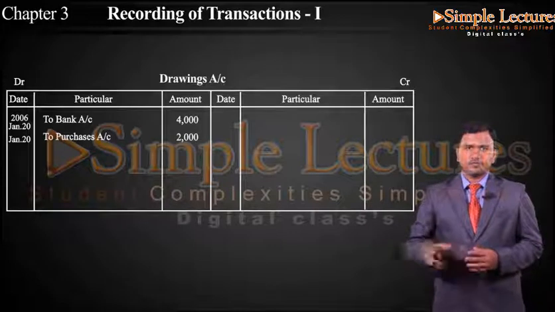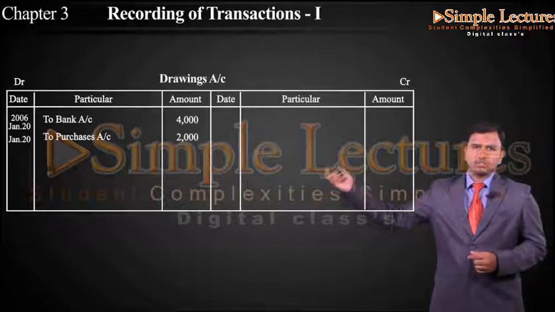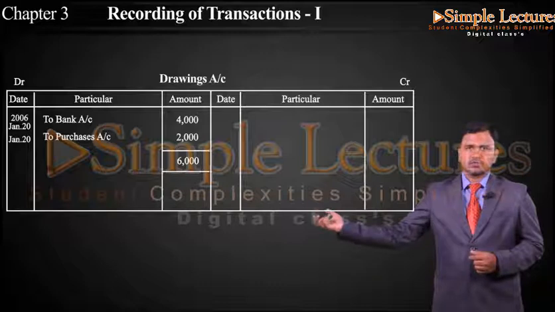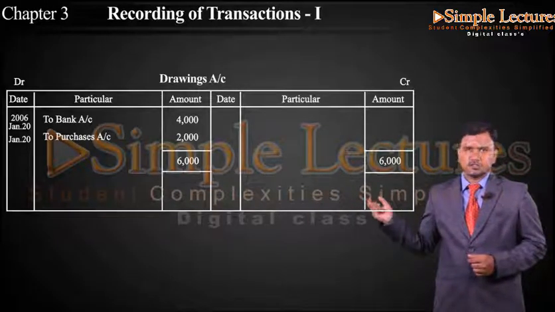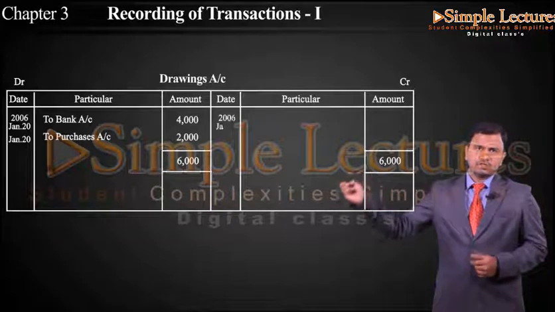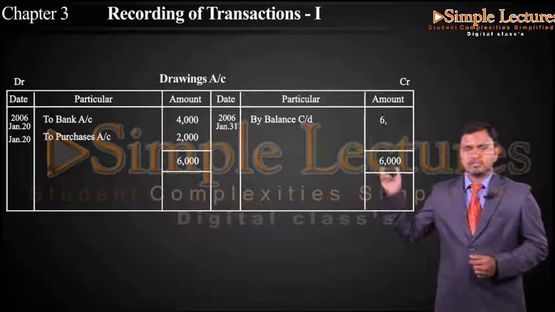Now we are going to close this ledger. 4,000 plus 2,000 is 6,000, the total of the debit side. The same total should be taken on the credit side, 6,000, and above that, Jan 31st by balance carried down 6,000.